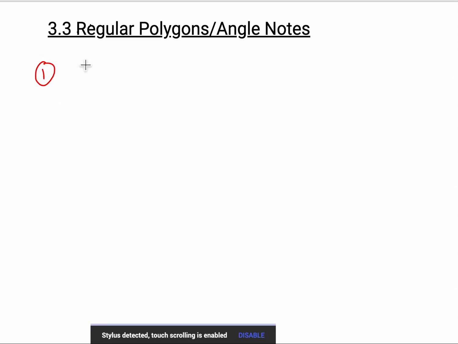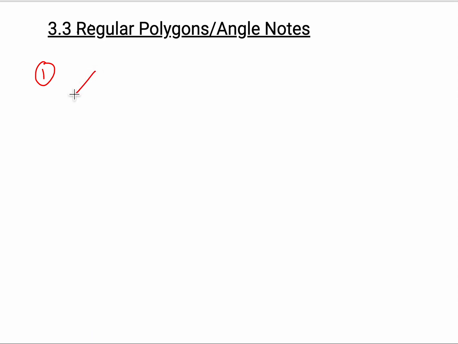3.3 regular polygons and angles notes. So we're going to review a problem with a hexagon, hex meaning 6 sides, and you don't have to make a really nice drawing. It's just a rough estimate of what it looks like, and the important thing is to label the numbers in.